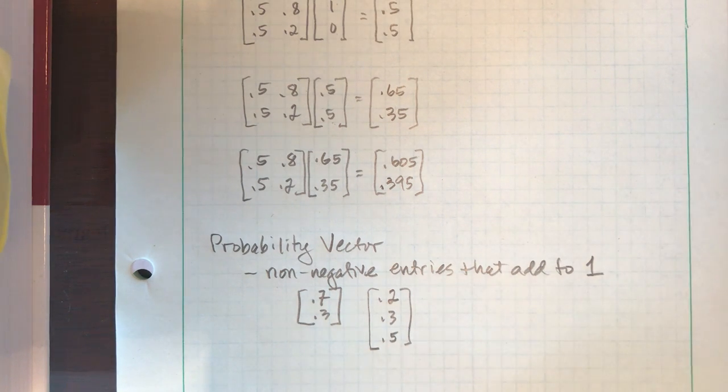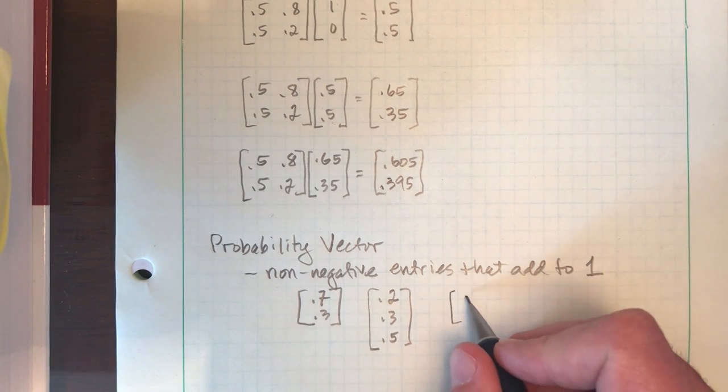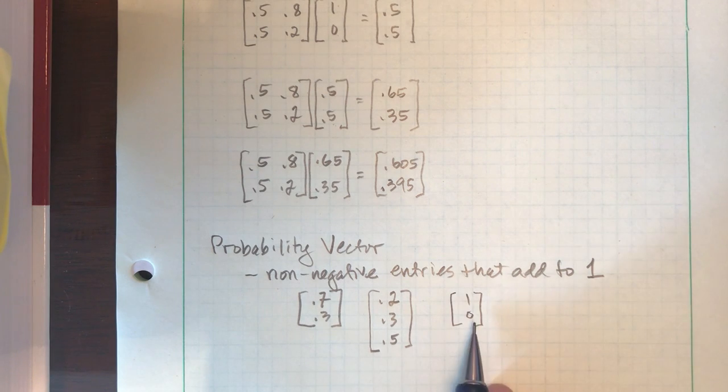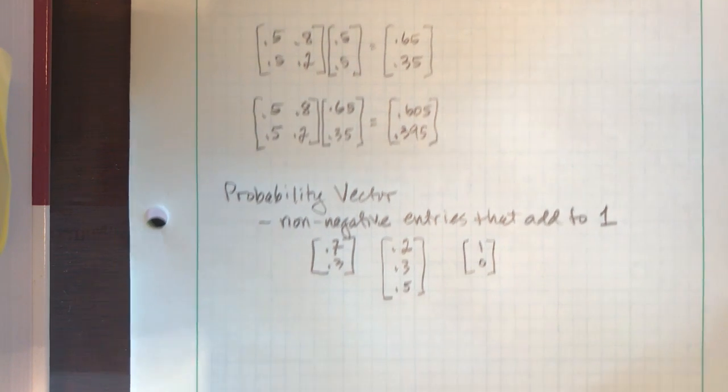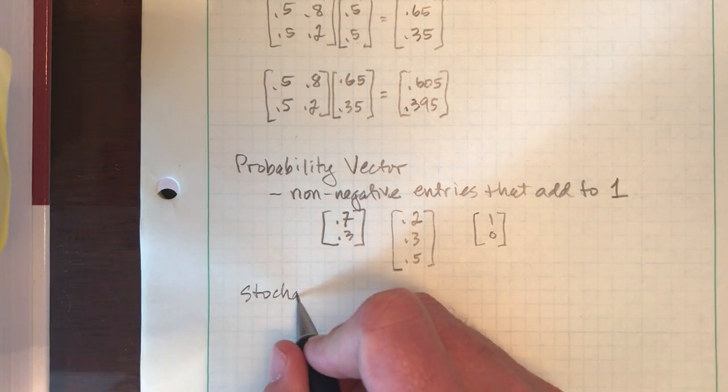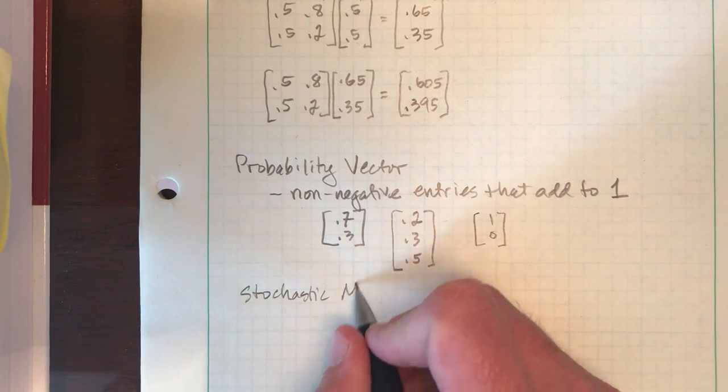So the vectors can be as in any R space. Again, 0.2, 0.3, 0.5, add to 1. In fact, you could even have a very simple one like this. 1 plus 0, it's all good. And one other thing, we need to identify something called a stochastic matrix.